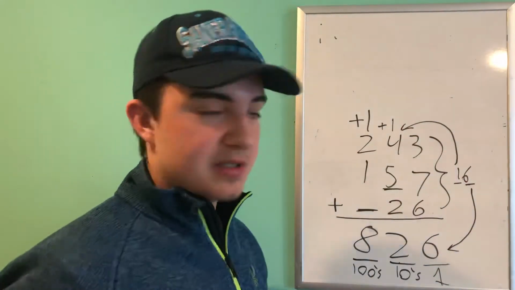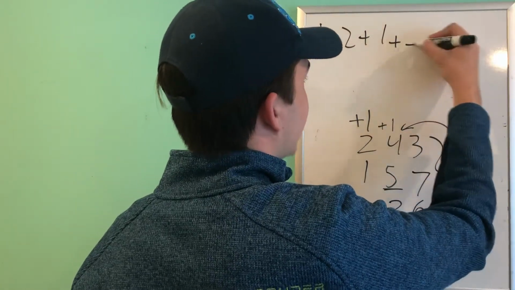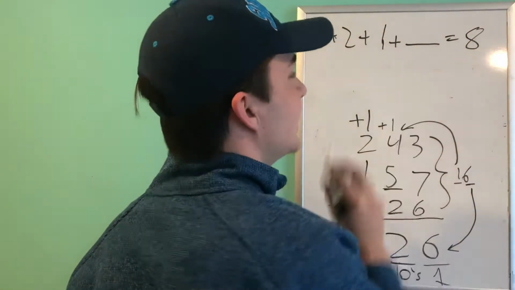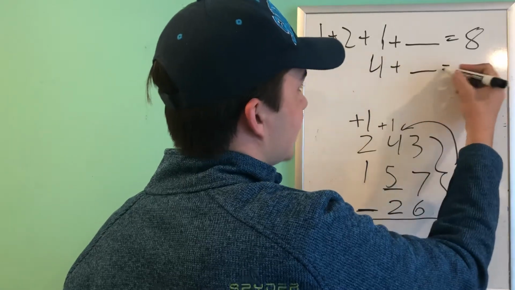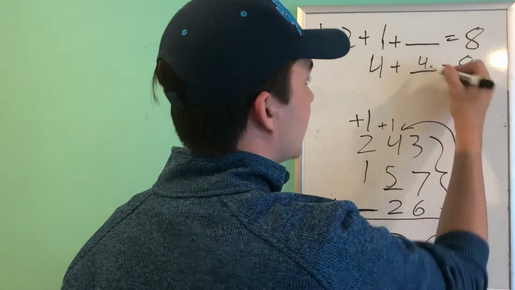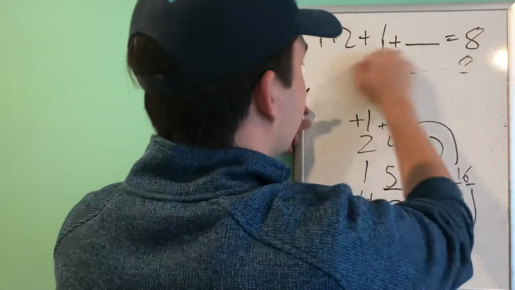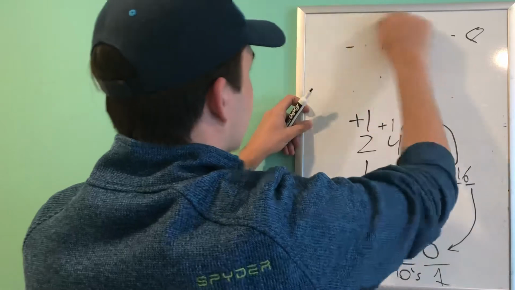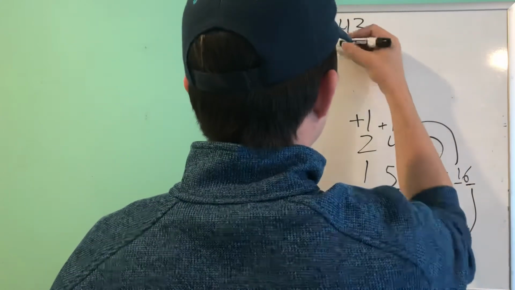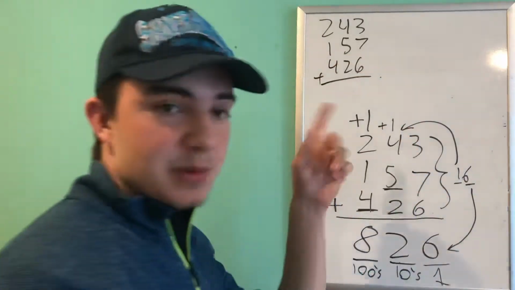Now, let's move on to the hundreds. We have 1 plus 2 plus 1 plus a blank is equal to 8. Let's add these 3 numbers. 1 plus 2 plus 1, that's 4. So 4 plus a blank is equal to 8. And 4 plus what is equal to 8? 4 plus 4 is equal to 8. So we know this blank is 4. Now, the numbers we get are 243, 157, and 426.